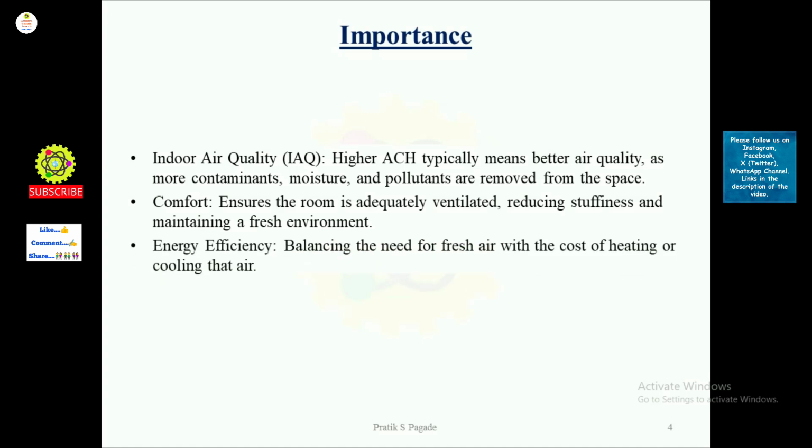Energy efficiency: here we need to balance between the cost also. We need to take into account the cost while incorporating the system. So here, energy efficiency means balancing the need for fresh air with the cost of heating or cooling that air.